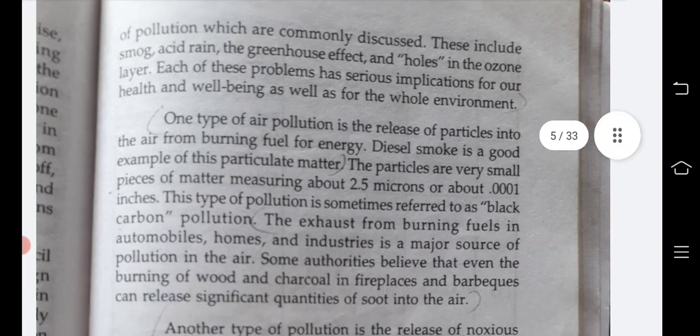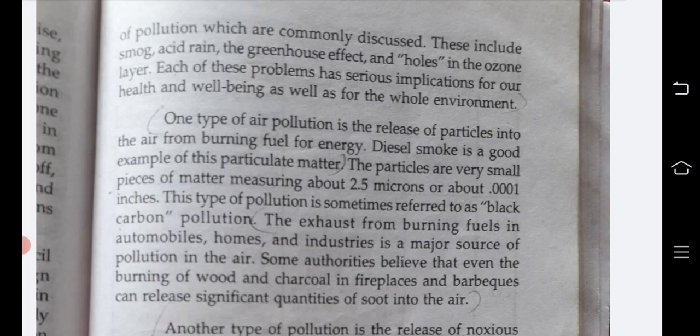One type of air pollution is the release of particles into air from burning fuel from energy. Diesel smoke is a good example of particulate matter. That means when the fuel is being burned, particles are released into the environment, as a result of which the air becomes polluted. The particles are very small piece of matter measuring about 2.5 microns or about 0.0001 inches. This type of pollution is referred to as black carbon pollution. Note it down, it's black carbon pollution.